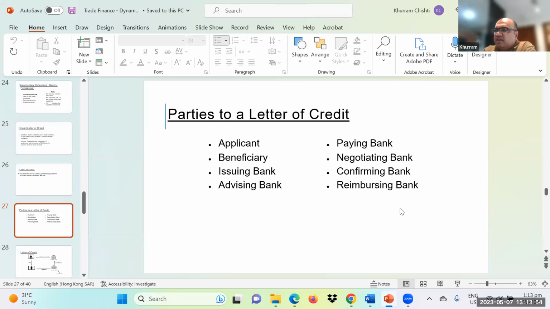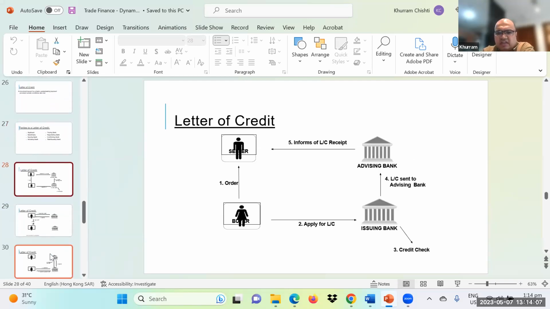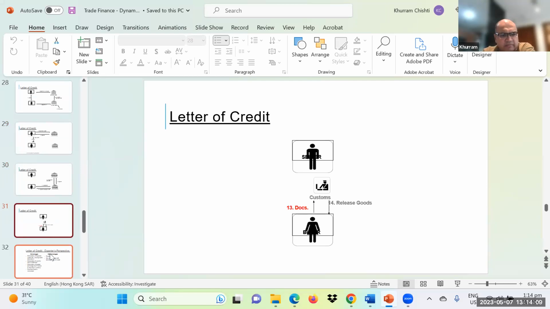And reimbursing bank. Again, I said, this confirming bank may not be required. Reimbursing bank and paying bank may be the same. It's like that. So only in case the banks don't know each other, then they appoint their own correspondent bank to pay. Okay, now letter of credit, this process of 4 slides we have already done.